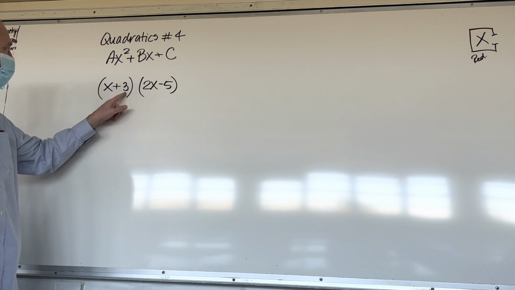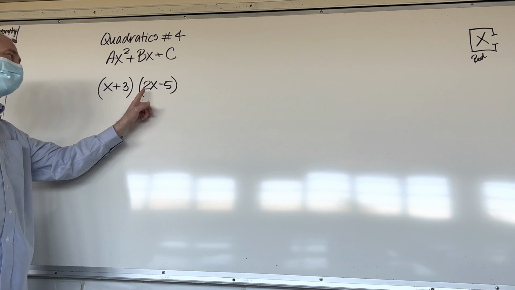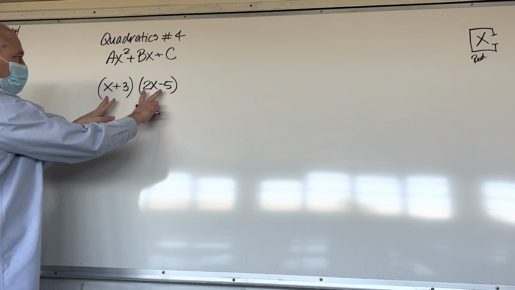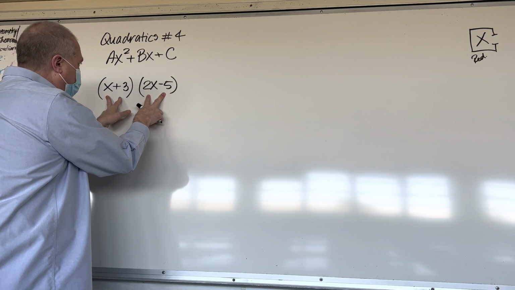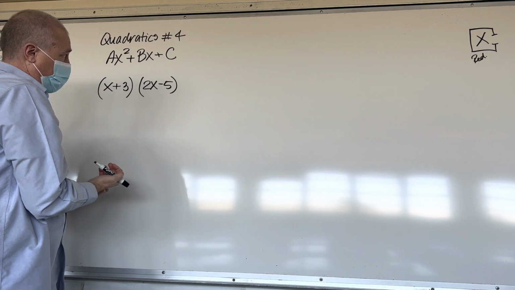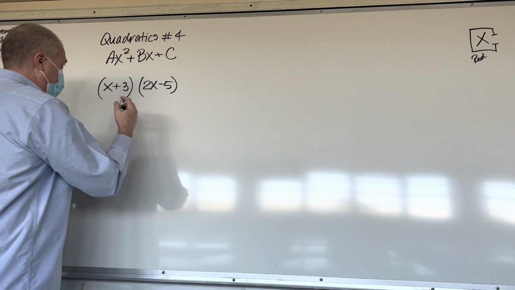How many terms inside this? 1, 2. How many terms inside this? 1, 2. Each one of these is a binomial. 2 binomials multiplied by each other. There's a distributive process, or we call it the FOIL method.